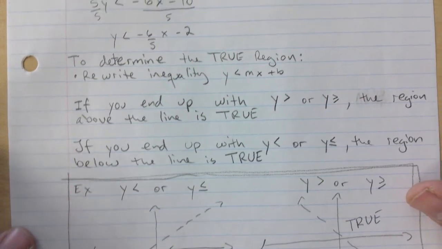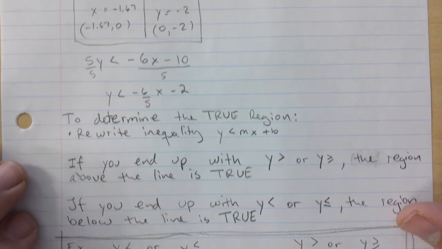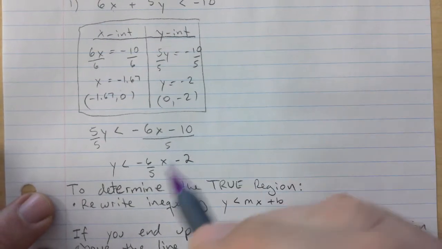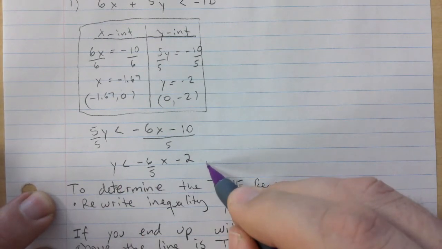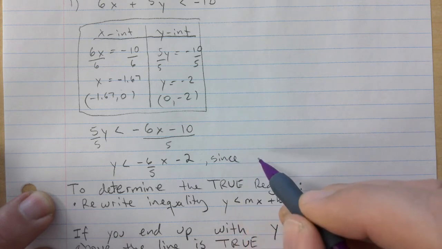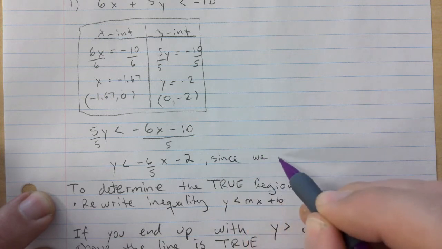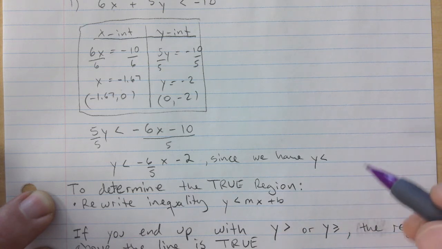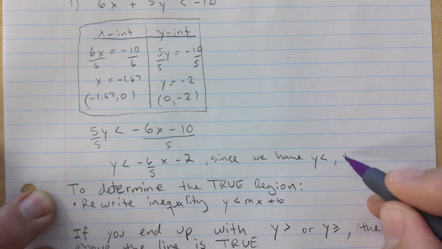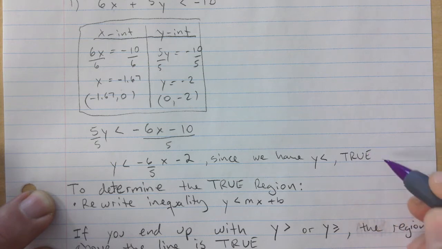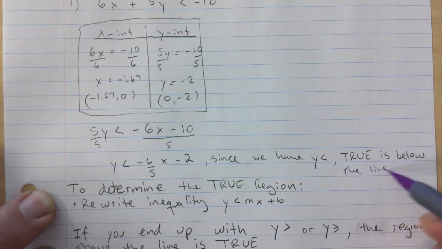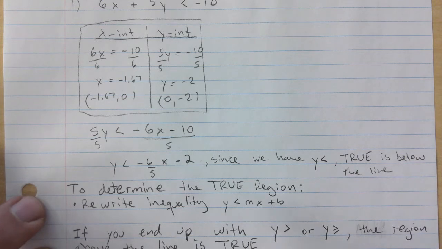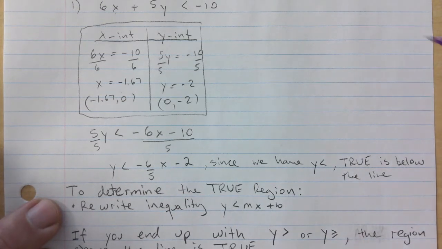So let's go back to this example, right? So given, right, since we have y is less than, right, true is below the line. Okay, so this was almost like an aside, a rant, right?